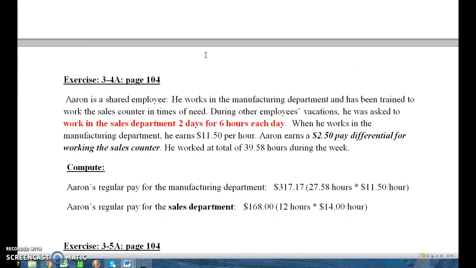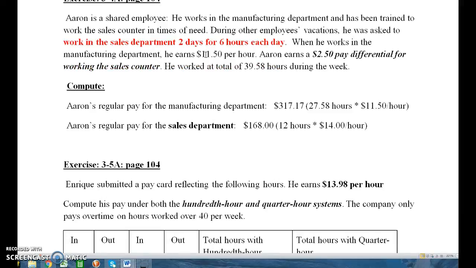The next exercise is exercise 3.4. Aaron is a shared employee. He works in the manufacturing department and has been traded to the sales counter in times of need. During somebody's vacation, he is working in the sales department 2 days for 6 hours each day. So he's working a total of 12 hours in the sales department. When he works in the manufacturing department, he earns $11.50. If he works in the sales department, he gets a $2.50 pay differential for working the sales counter.